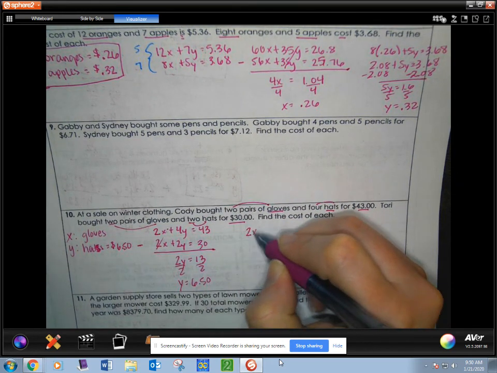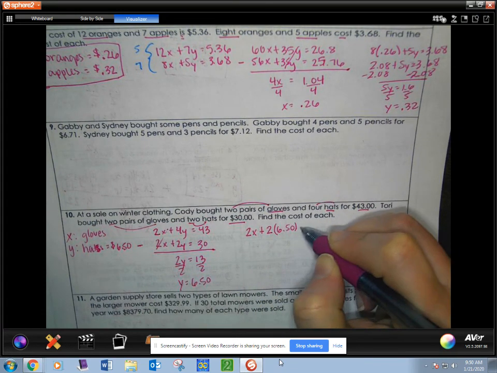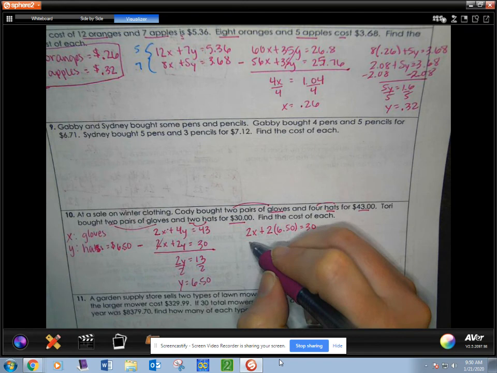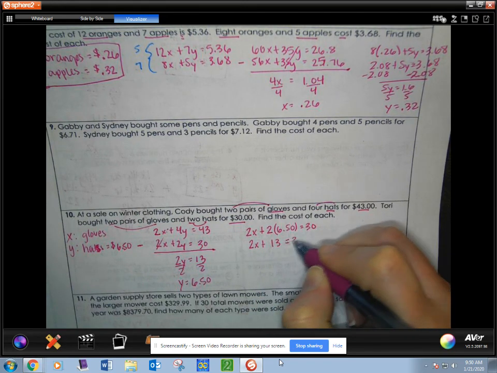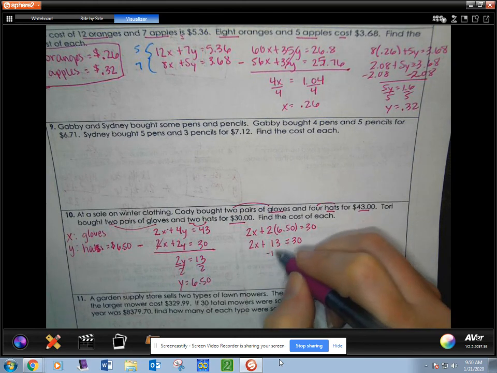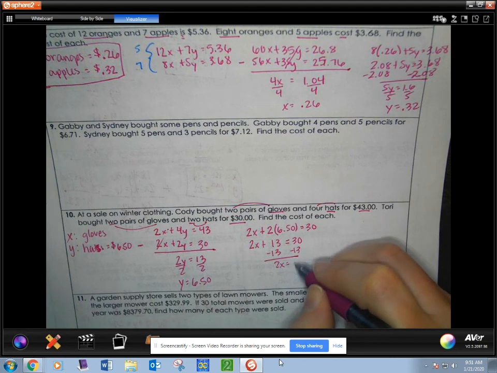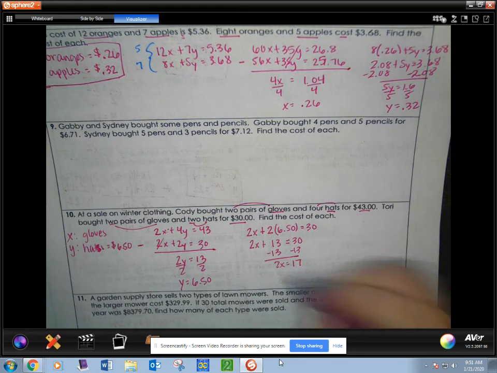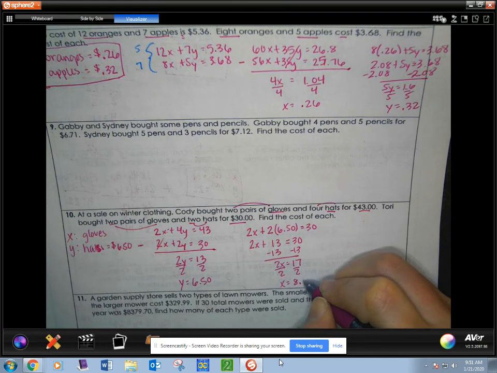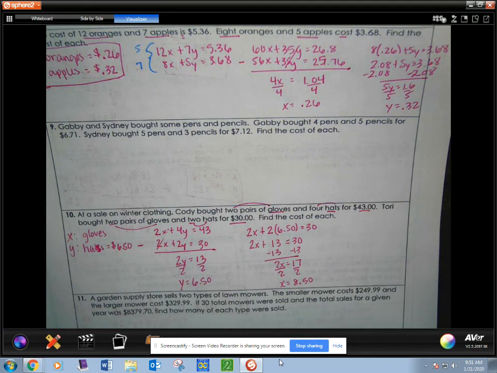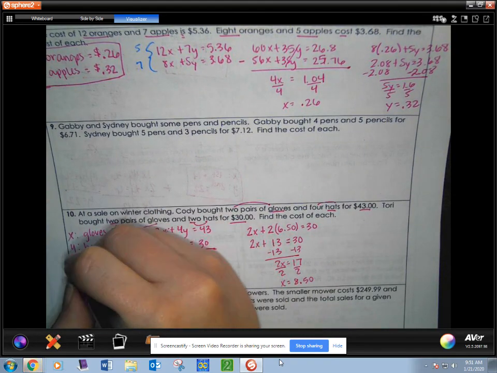Okay, well, now that I know the cost of a hat, I'm going to use the bottom equation, and we're going to do 2x plus, instead of 2y, we're going to do 2 times 6.50, and it's going to equal 30. So this becomes 2x plus, well, 2 times 6.50 is 13, and it equals 30. We're going to minus 13, and I get 2x equals 17. When I divide by 2, I get x equals 8.5, or 8.50. So I'm going to bring this over here, and I'm going to put that it's $8.50.